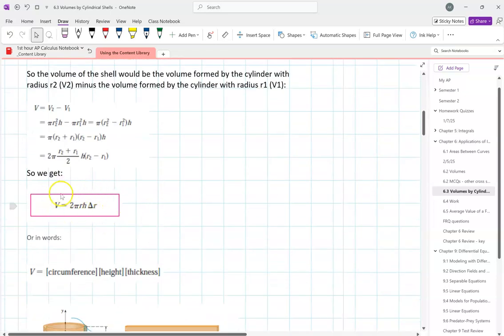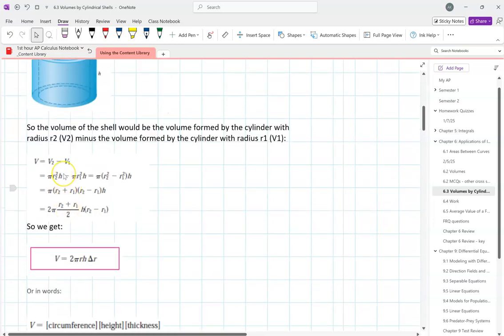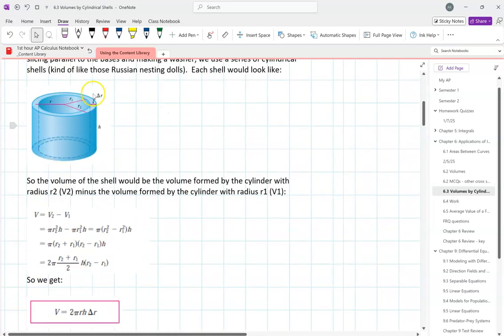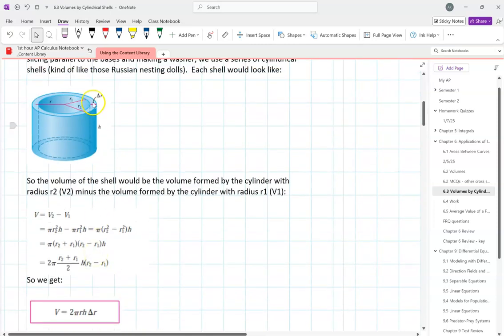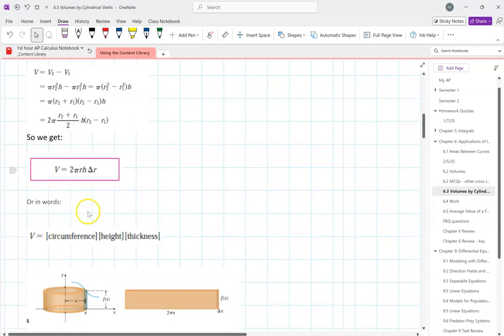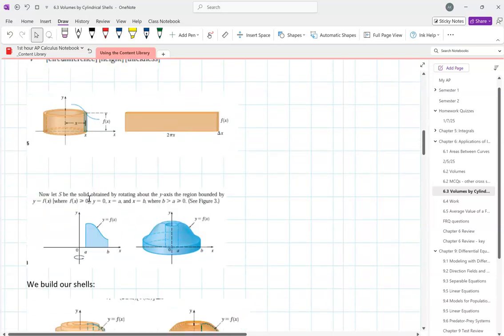So basically, when we do these slices, the volume for one of these shells is going to be 2 pi r h times the change in r, the thickness. Blah, blah, blah.